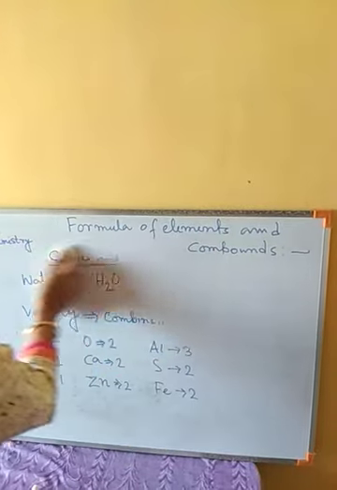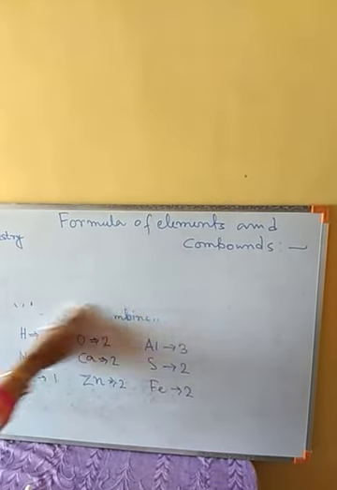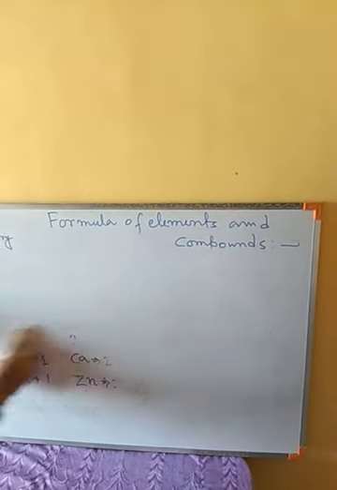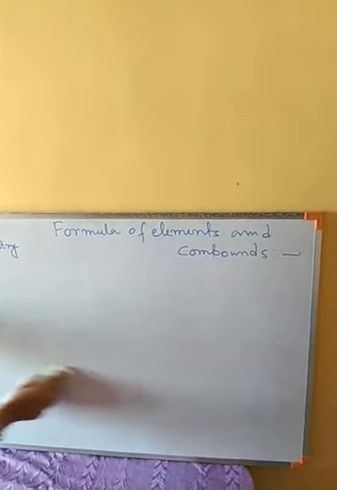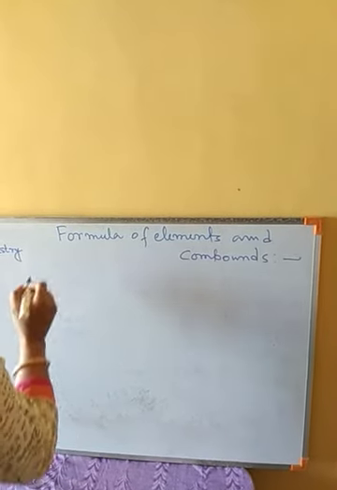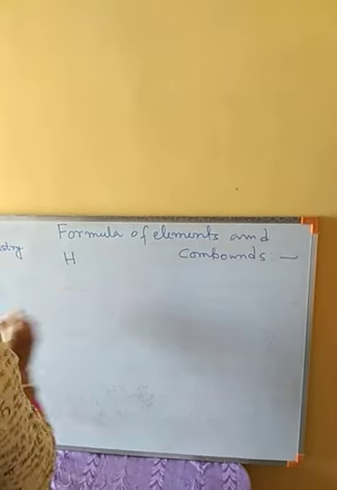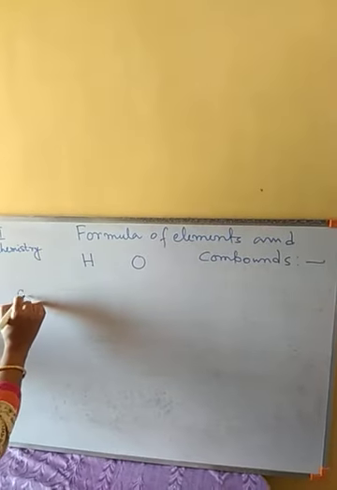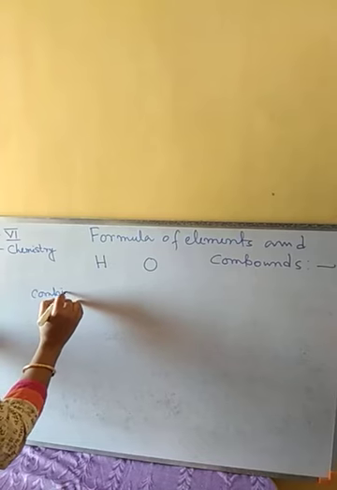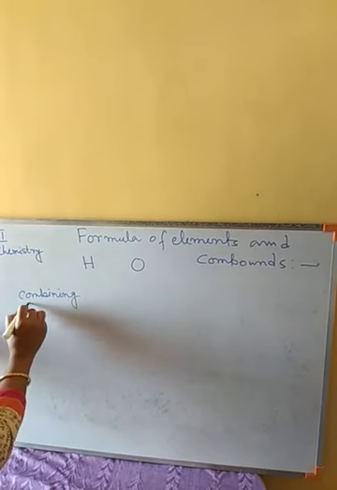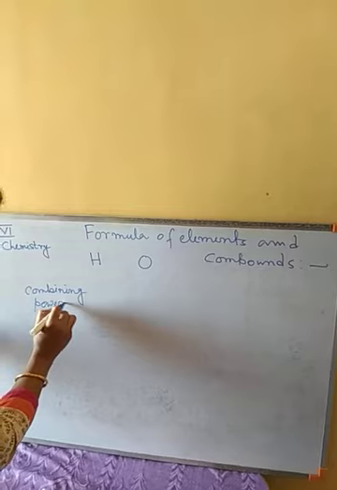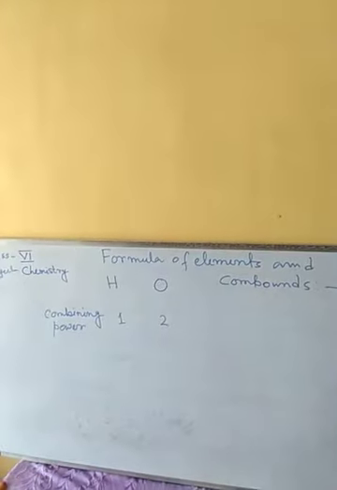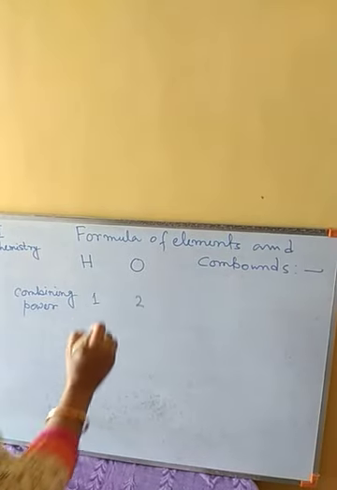How we construct the formulas. We will take the same example of water and we will start with that only. So hydrogen and oxygen, these are the elements, and the combining power of hydrogen is 1 and oxygen's is 2. Now when we construct the formula, we will just cross it.